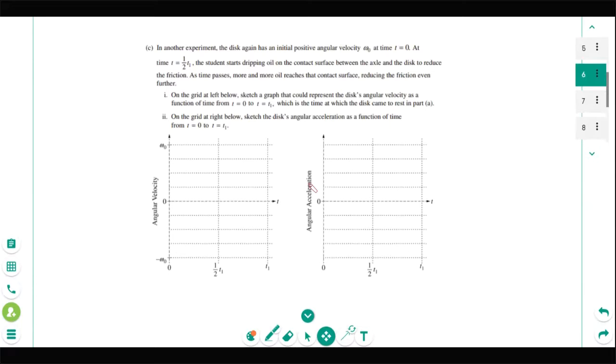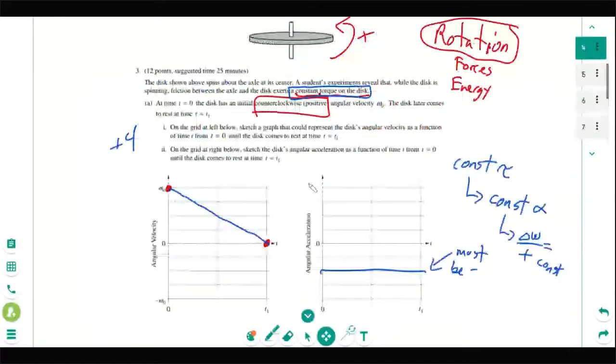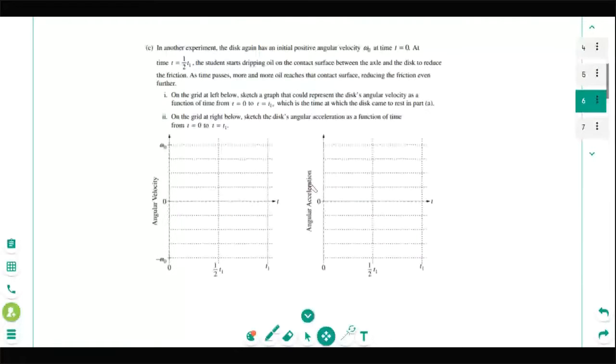All right, part C. In another experiment, because we can't have enough experiments in science, a student is going to drip oil on the pan. We have the same setup with the same spin as before, but now instead of just letting this thing slow down by itself, we decide it's time to drip some oil on that pan at t equals 1/2 T1. So we're going to start reducing the friction halfway through this experiment.